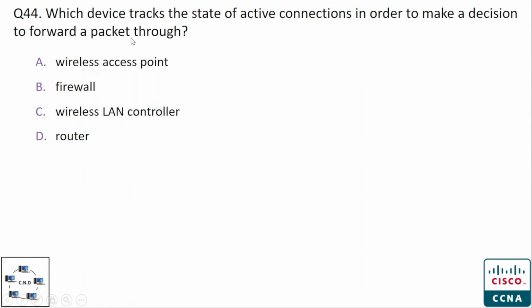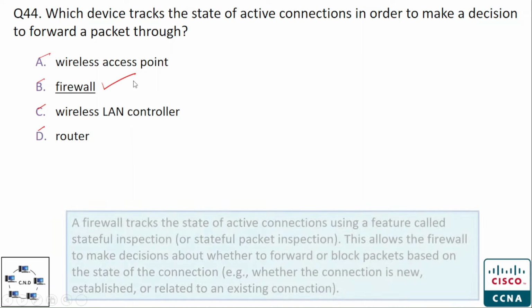Question number 44, which device tracks the state of active connections in order to make a decision to forward a packet through? The options are option A, wireless access point, option B, firewall, option C, wireless LAN controller, and option D, router. And the correct option is option B, firewall.